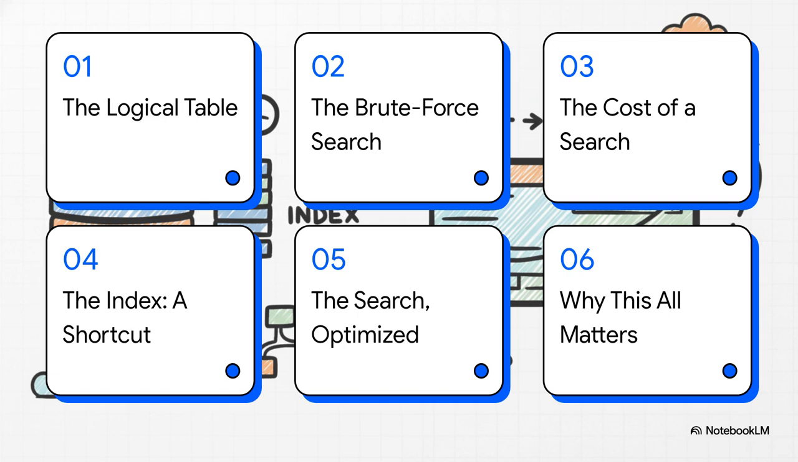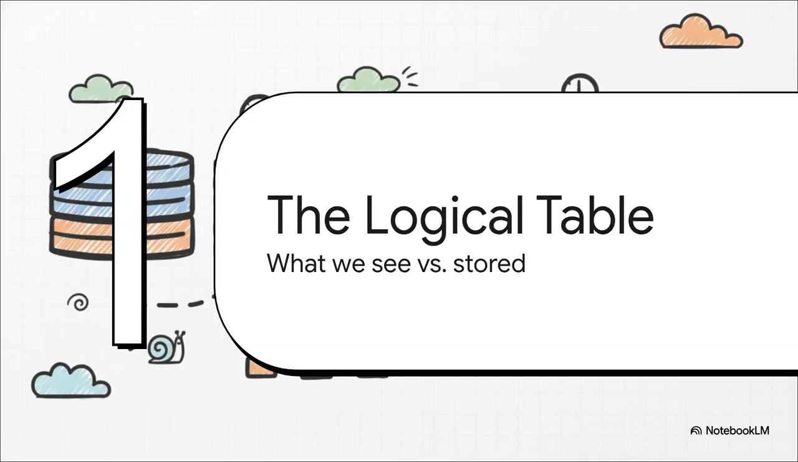So here's how we're going to break this down. We'll start with how we think data is stored. Then we'll run a search the slow, painful way. After that, we'll reveal the simple yet powerful trick that makes it all lightning fast. Let's dive in.